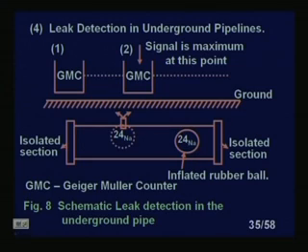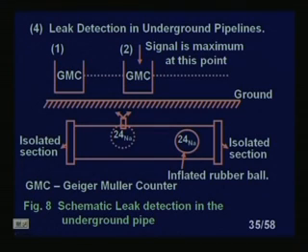I am taking a section of the pipe. There is a ground, and this pipe is obviously installed a few meters, might be 1 meter, might be half a meter, below the earth surface level of the road or the footpath. Now, what is actually the principle? We are using Geiger-Müller counters. Two Geiger-Müller counters are used to detect the leak in the pipe. How? Let us look.